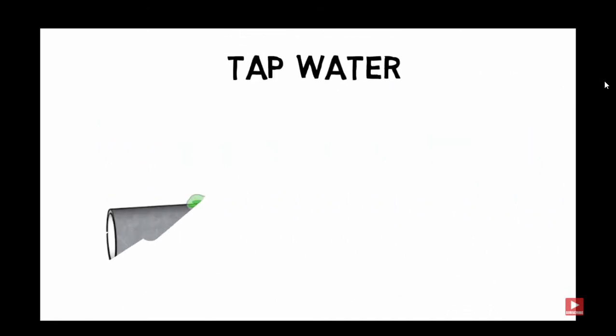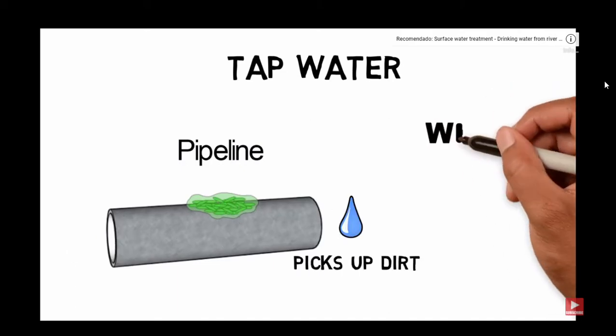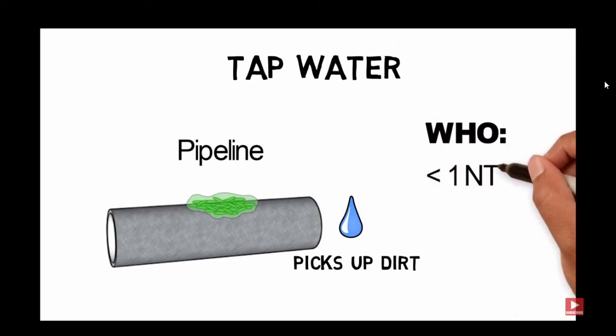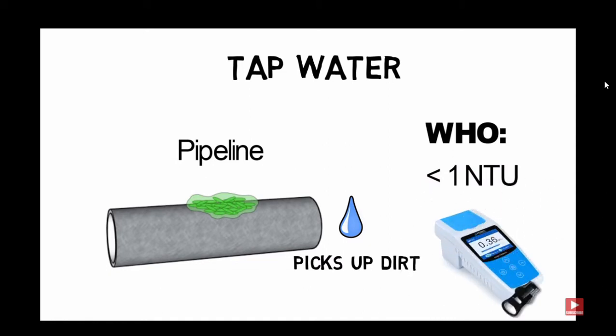Tap water travels through miles of water supply pipes and can pick up cloudiness due to broken or dirty pipes. The WHO, World Health Organization, published that the turbidity of tap water should ideally be below 1 NTU. If you're unsure about the quality of your tap water, you can test it with a turbidity meter.